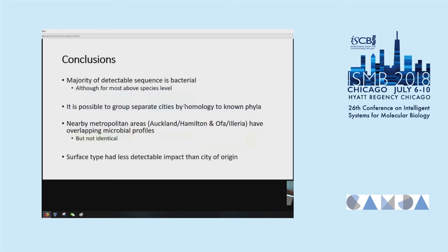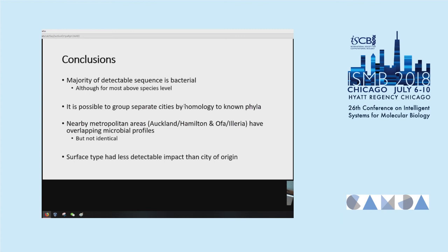So just briefly to conclude on this section, the majority of detectable sequence is bacterial, which I think we already knew, although for most it's not at species level. And it generally seems for most that while we might be able to classify it to a certain taxonomic rank, we certainly don't have a genome for this in the database. But based on this alone, we can already separate out cities by homology to known phyla.